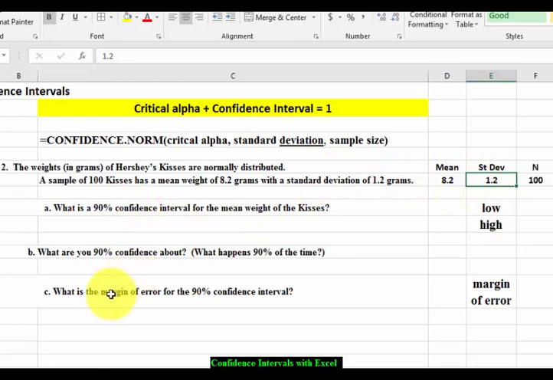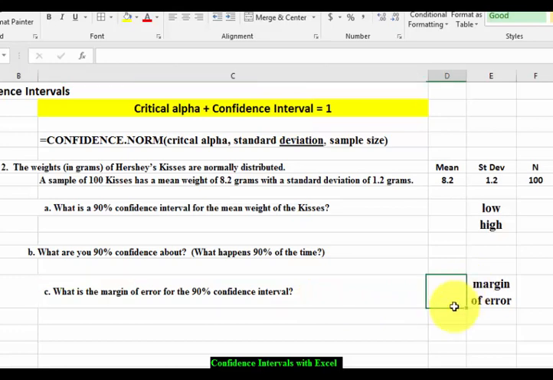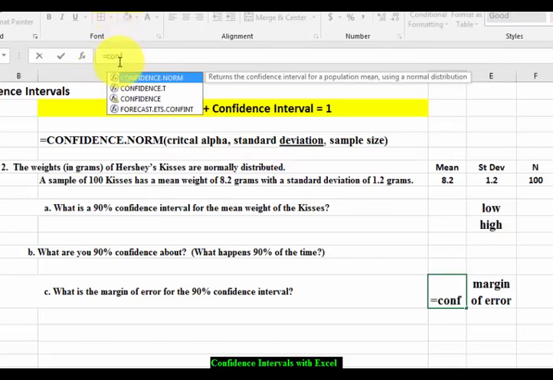So I'm going to start with problem C. What's the margin of error? Because that's basically what this thing is doing. When Excel calculates a confidence interval, it simply finds the margin of error, and you have to add it and subtract it to the sample mean. But I'm going to pick that cell right there. I'm going to go up here and start typing equals confidence. It's going to pop up.